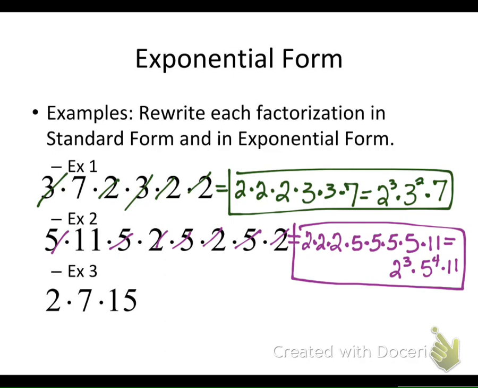All right, the last example on this front page here. I have example number 3. 2 times 7 times 15. Are all of these numbers prime numbers? No. Which number's not? 15. So I'm going to have to factor 15. What times what equals 15? 3 and 5. Are these both prime? Yes. So when I go to write this out in standard form, how do I write it out?